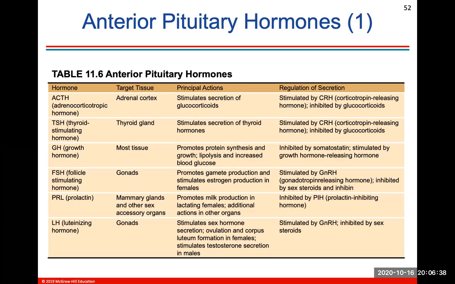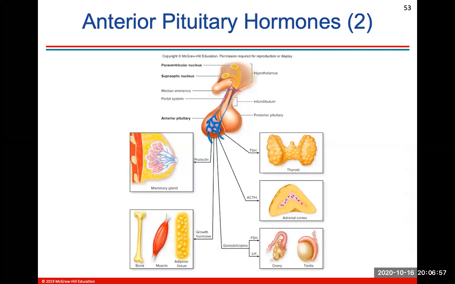These take you through the hormones that are secreted from the anterior pituitary and their target tissue, what they will eventually act on, and their principal actions. I do want you to know this. I want you to know what hormones are secreted from your anterior pituitary and what their primary actions are. And I'll let you study that on your own, so you can go back and pause that slide.